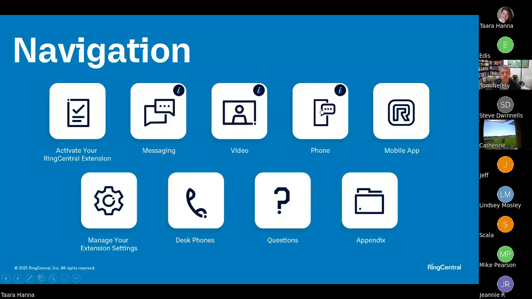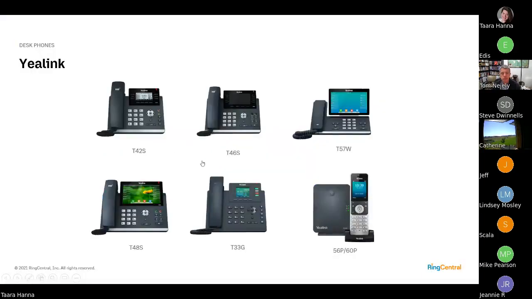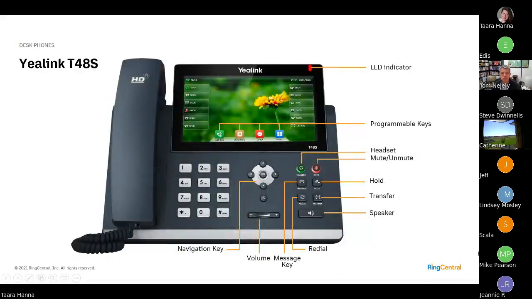All right, so we're going to tackle the phone side first. So we'll talk about the desk phone, specifically the Yealink model T48S. You guys got a fancy phone. This particular phone has a color digital display at the top that is touchscreen, so you can simply tap on screen to navigate through the phone menus.